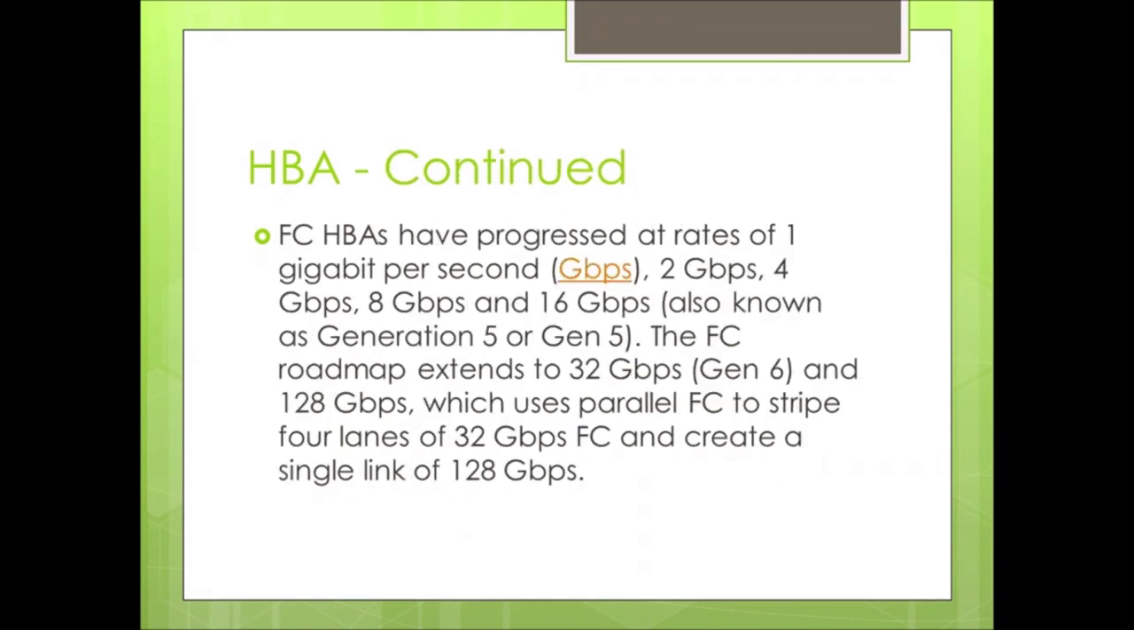We get different speed HBA cards. In earlier days, we used to get them with a speed of 1 Gbps. We get 2 Gbps, 4 Gbps, 8 Gbps and 16 Gbps HBA cards also. When we say Gbps, it is the unit to measure the speed of a SAN infrastructure. It stands for gigabit per second. And our technology is ready with 128 Gbps speed also. So it depends whether you require that much speed in an HBA card or not.